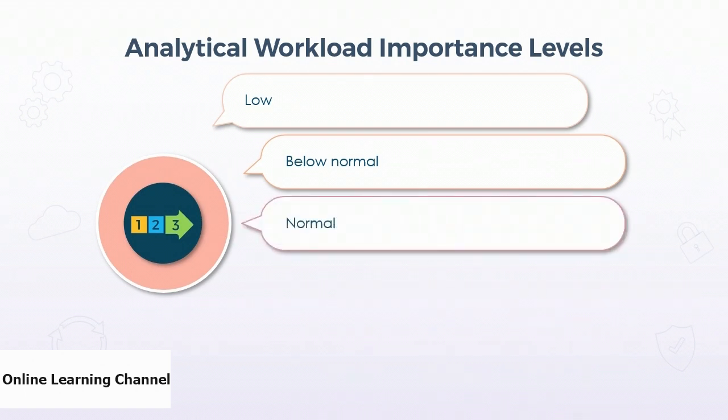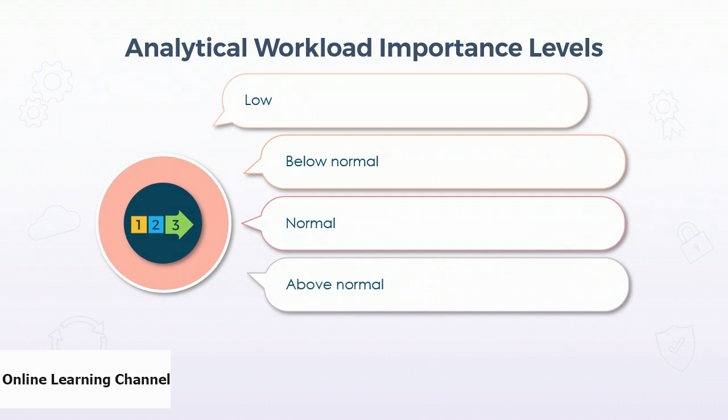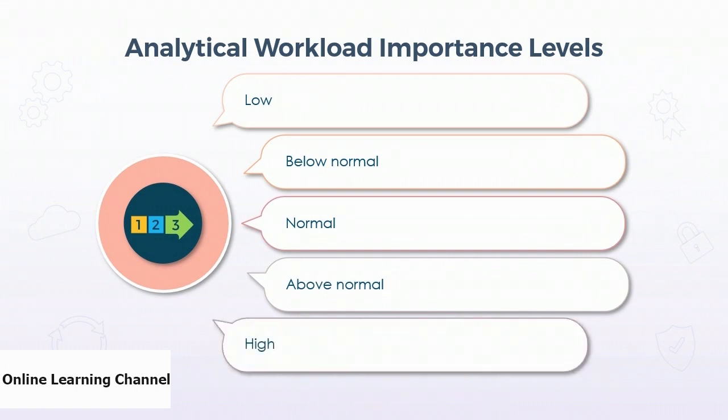You might have ad hoc queries by data scientists set to this importance. Then above normal for those with more than normal importance, such as summaries that should be accurate within 10 minutes but are not critical. And finally, high is for those of highest importance, such as the example of yearly sales figures that stakeholders have been promised would be available on a given day at a given time.